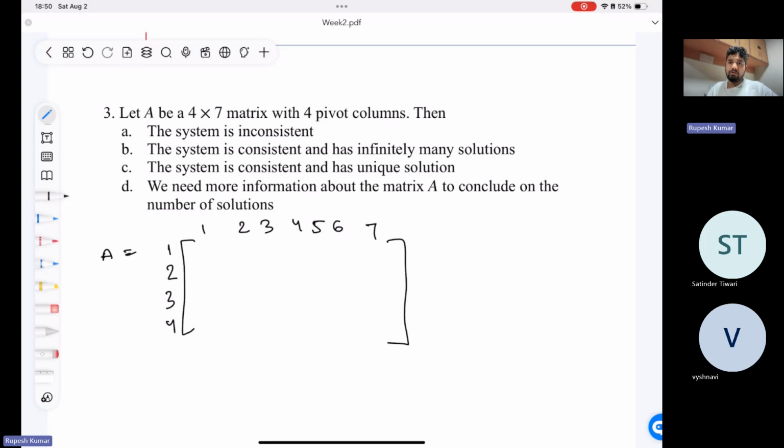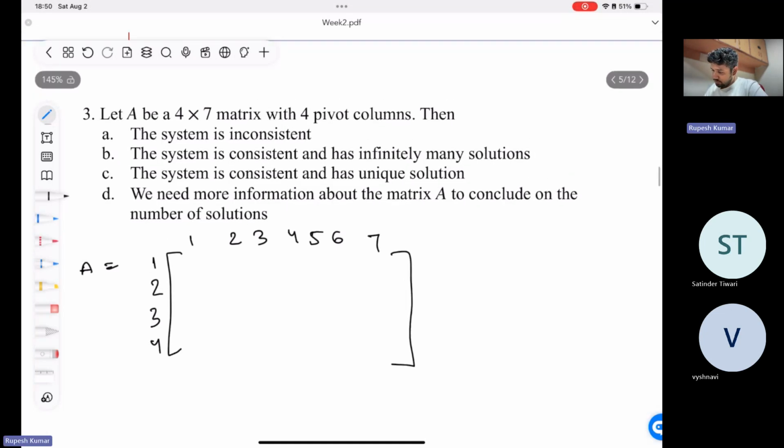Sometimes I'm not getting your audio. Okay. So Satinder, are you facing the same technical difficulty? Is my audio clear or is it breaking? No, it's okay, sir. Okay. I believe Vaishnavi, there is some issue on your side. Fine. So let's look into the problem.